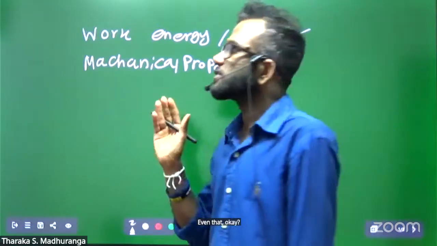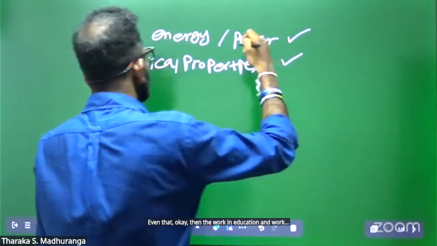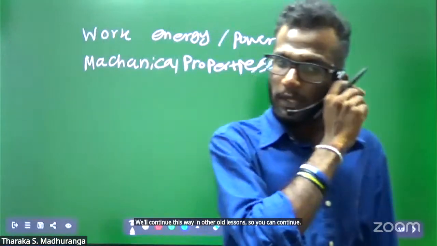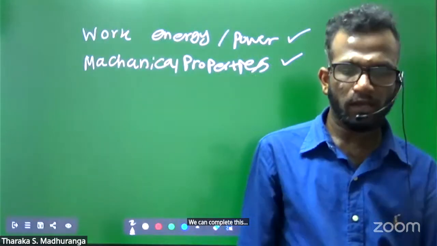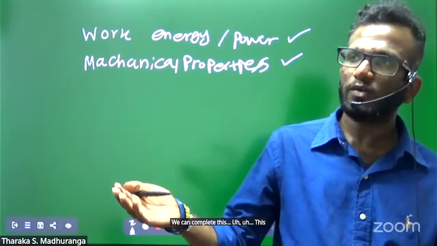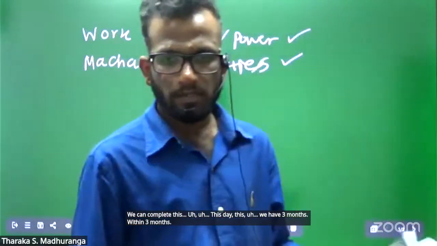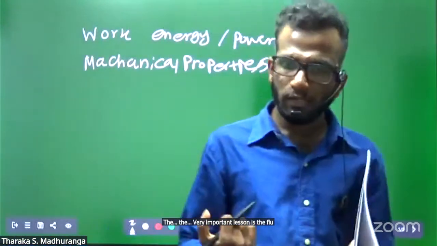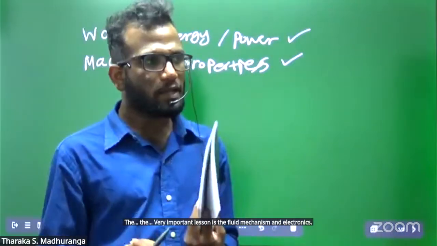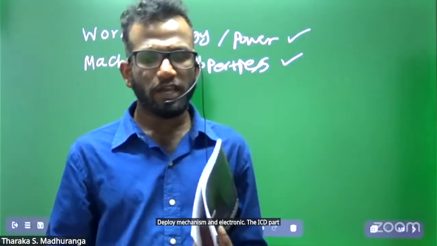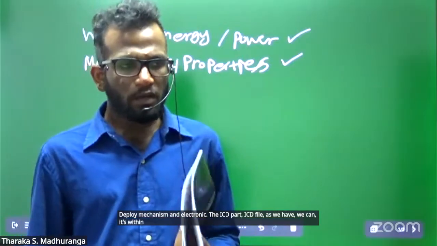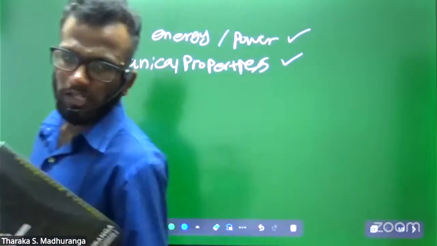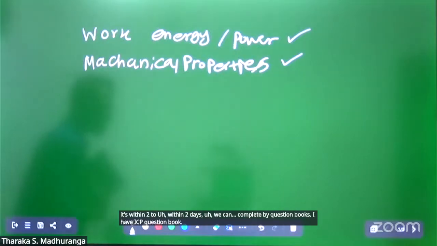Okay, then the work energy lesson and this mechanical property lesson will continue this way. Then other old lessons we can continue. We have 3 months, and within 3 months we can complete. The other very important lessons are fluid mechanics and electronics. The ICT part, we have 5 ICT lessons. Within 2 days we can complete them by question books. I have an ICT question book.